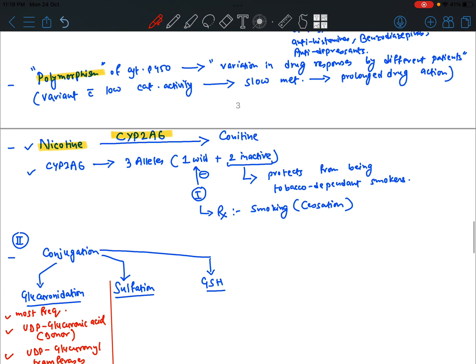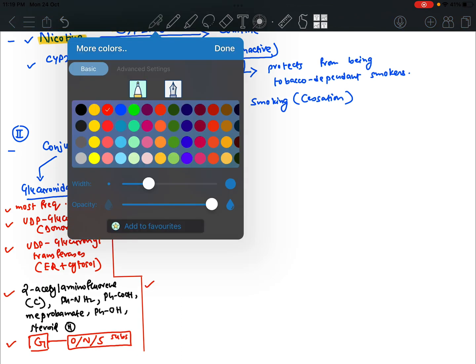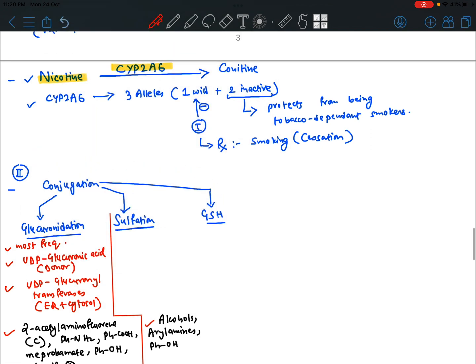Okay, sulfation. So what are the compounds? Let me write them. The xenobiotics are alcohol, arylamines, and phenols. So phenols can choose glucuronidation as well as sulfation, as we can see here. So who is the donor here?